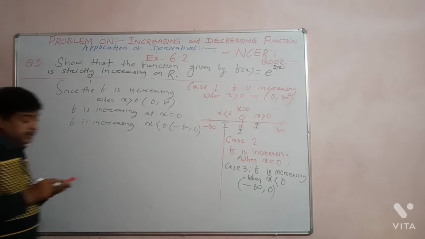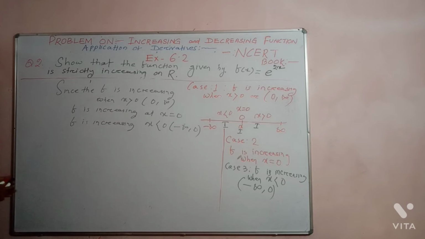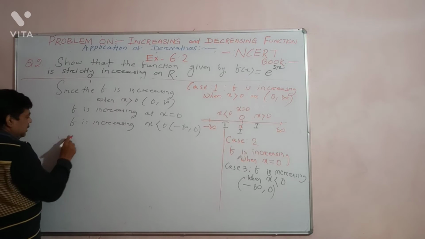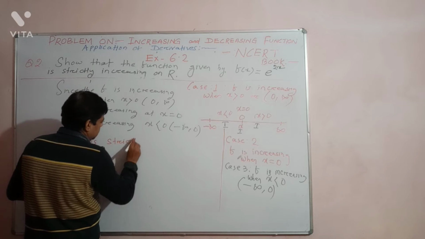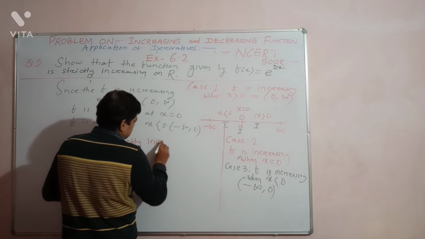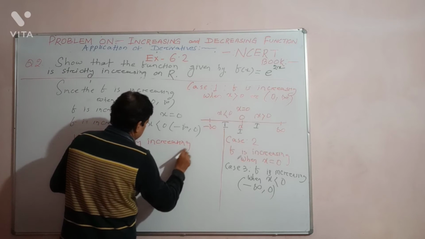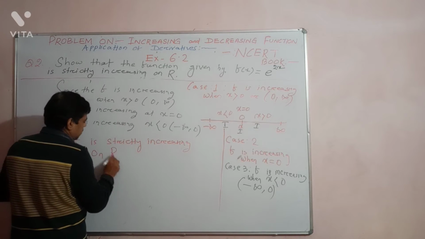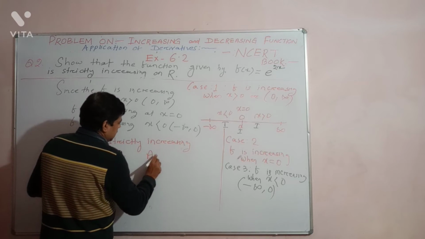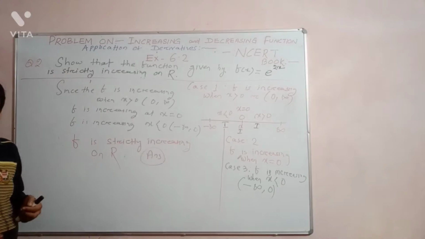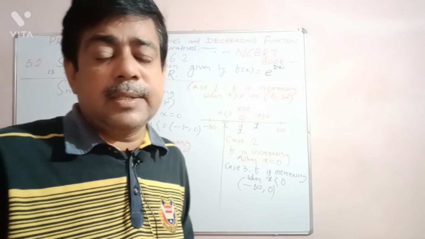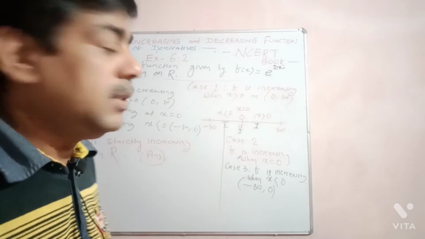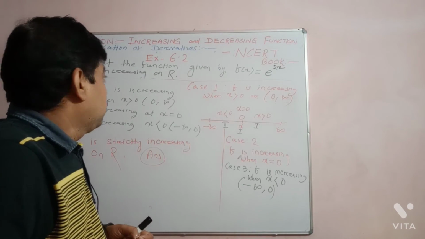Thus it is clear that f is strictly increasing on the set of real numbers R. Is it clear? And this is the required expression we want. Whether the function is increasing or strictly increasing on the set of real numbers, okay. The function is y is equal to fx is equal to e to the power 2x. Let's practice.